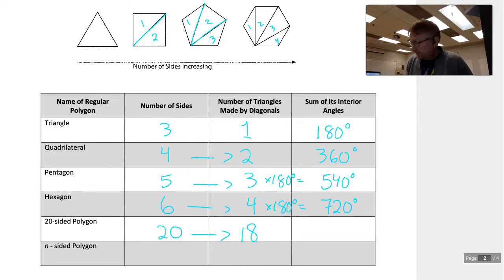2 less. Each of those triangles is worth 180 degrees, and let's figure out how many degrees that is. 18 triangles in there, 180 degrees each. I got 3,240 degrees inside of that 20-sided whatever-agon.